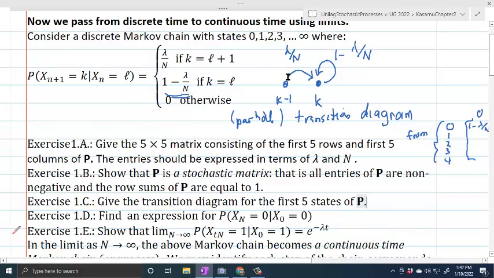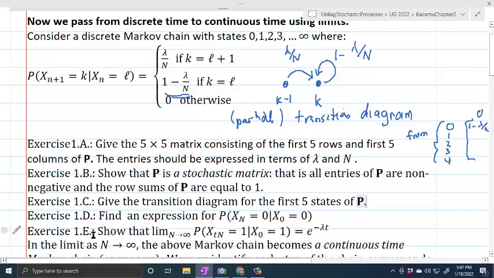If you look at this partial transition diagram, the arrows only go from a smaller state to a larger state, or they go from a state to the same state. So the only way that the Markov chain can remain in state 0, if it starts in state 0, is if it always chooses state 0. So you can use that information to do this problem.